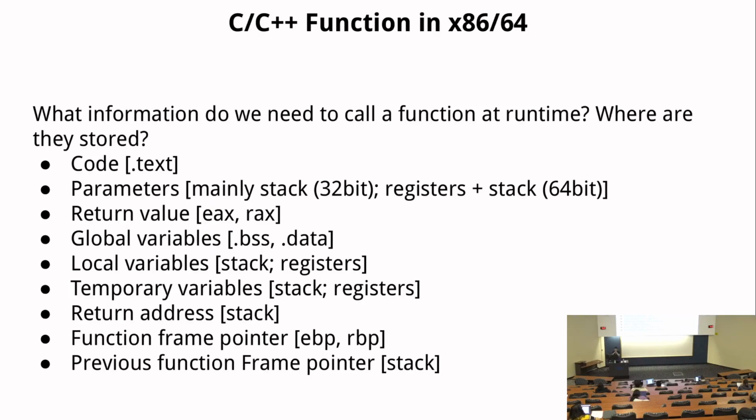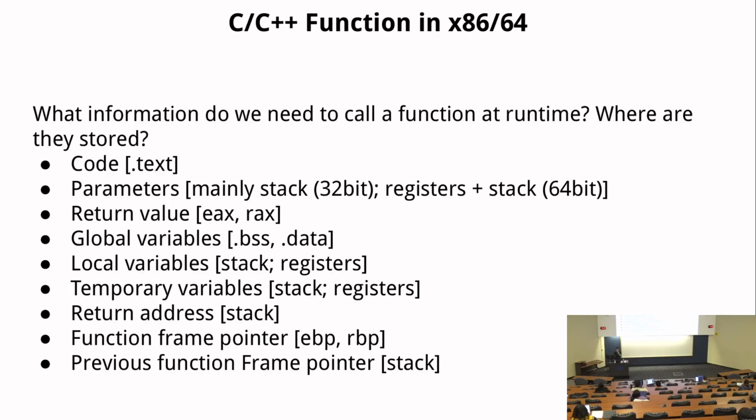So what information do we really need to call a function at runtime, and where is it stored? First of all, a function has code. The code itself is stored in the .text section. The parameters will be stored on the stack. They are like local variables. Some of the parameters will be stored in registers directly, especially for 64-bit. Last week, we saw that 64-bit has many, many more registers.